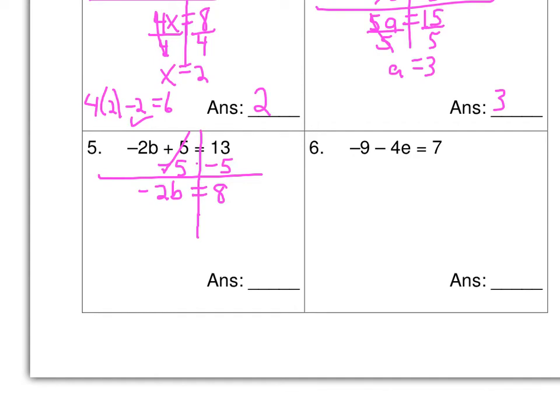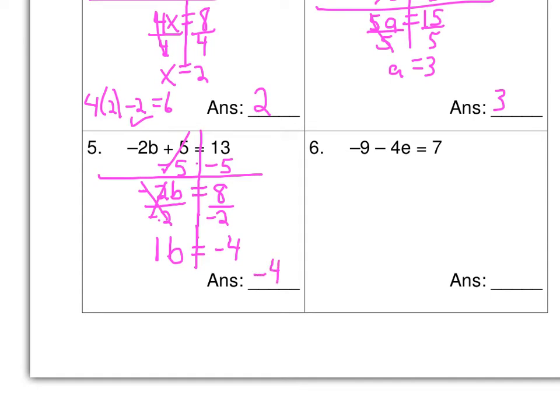Now I'm going to divide both sides by the negative 2 this time, the number that's with the variable. The opposite of multiplying, remember, is dividing. Whatever I do to one side, I do to the other side. A negative 2 divided by a negative 2 makes positive 1. So I have 1b. Sometimes you write the 1, you can write it if you want to, equals 8 divided by negative 2, which is negative 4. So b is equal to negative 4.